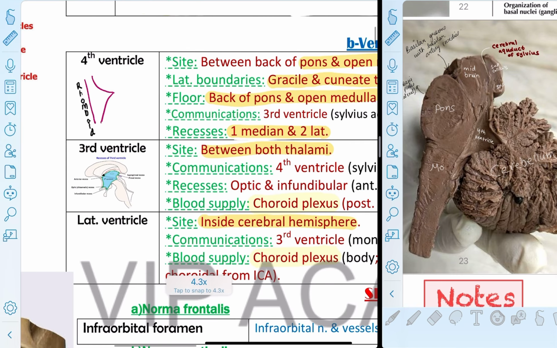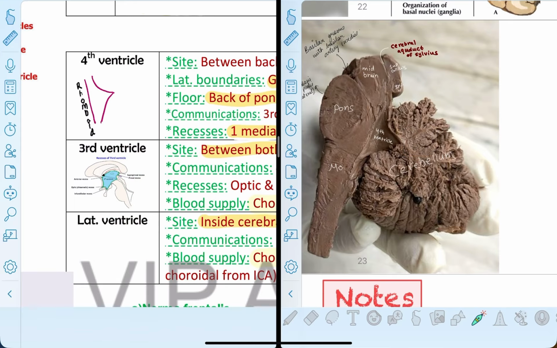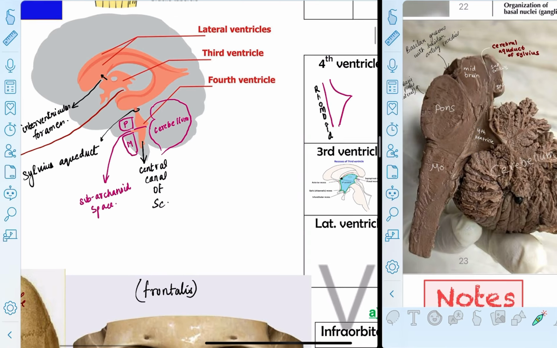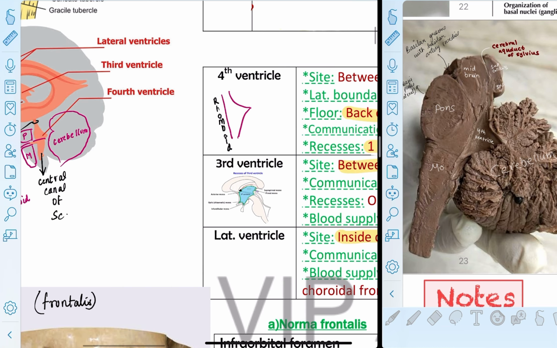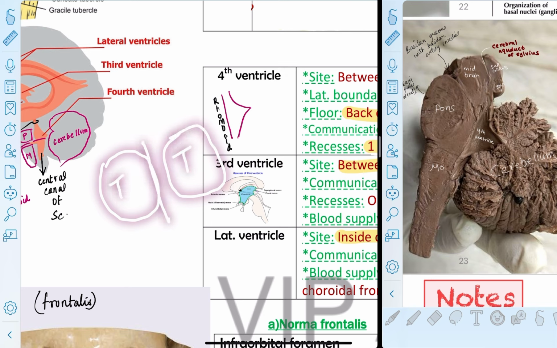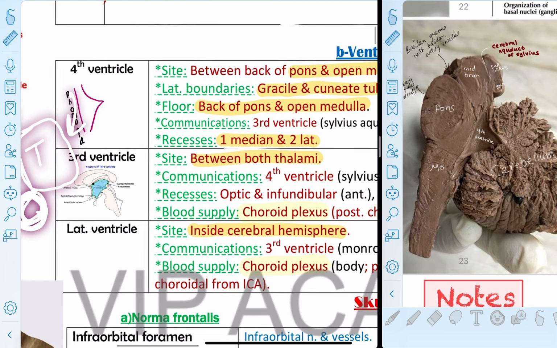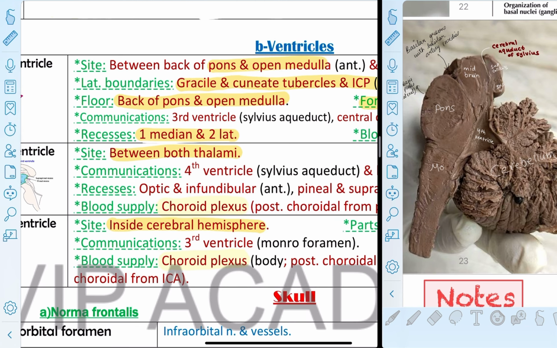Now, the site of the third ventricle: you can see here, this is the third ventricle. It is between the two thalami, like this. This is one thalamus, this is the other thalamus, and here is the third ventricle. Okay, this is how you visualize it. This is the fourth ventricle, and this is the third ventricle. So it's between both thalami.